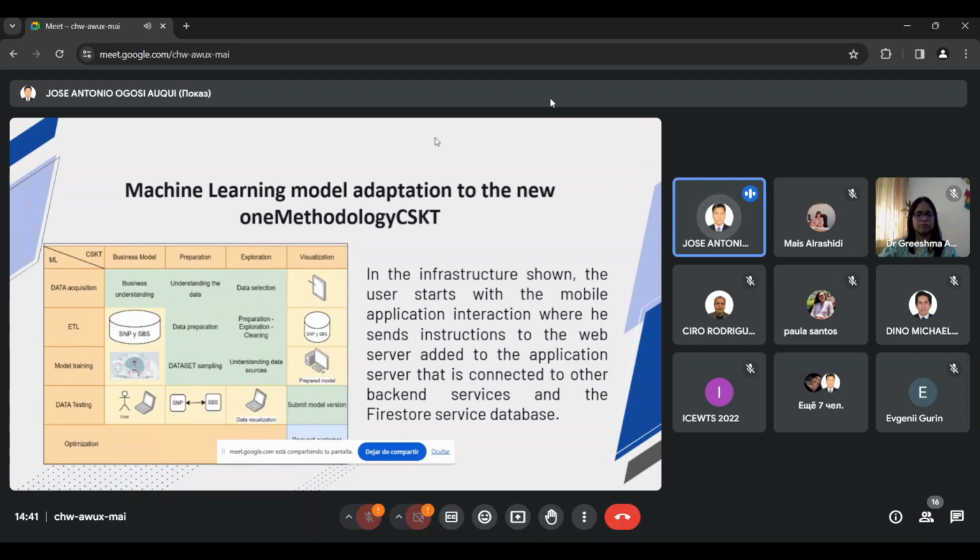Now we are showing the infrastructure. The user starts with the mobile application interaction, where he sends instructions to a web service, to an application server that is connected to the other backend services and the Firestore service database. This is a combination of different services, microservices, databases, and also routing connections and things like that to optimize all the processes.